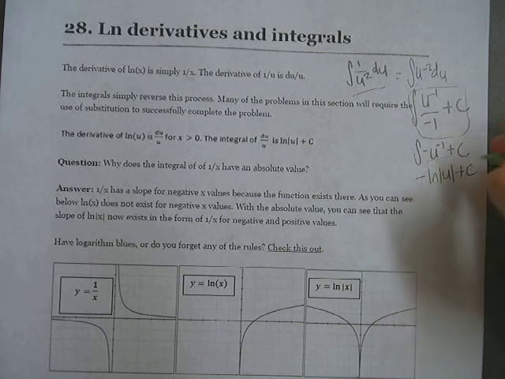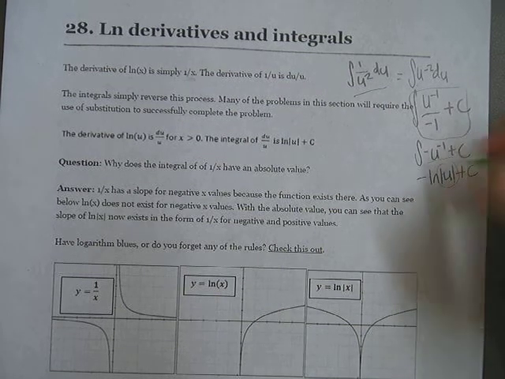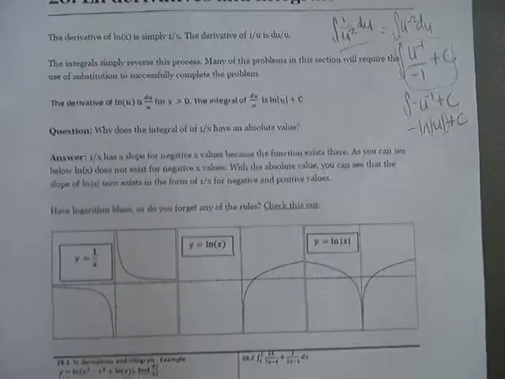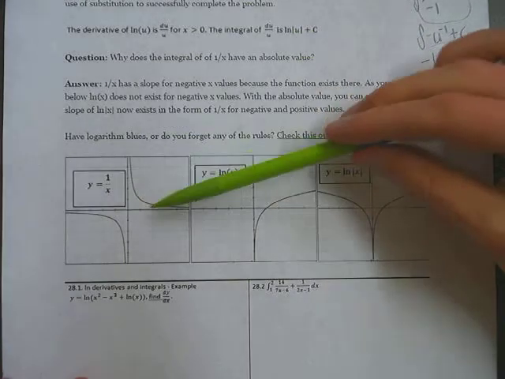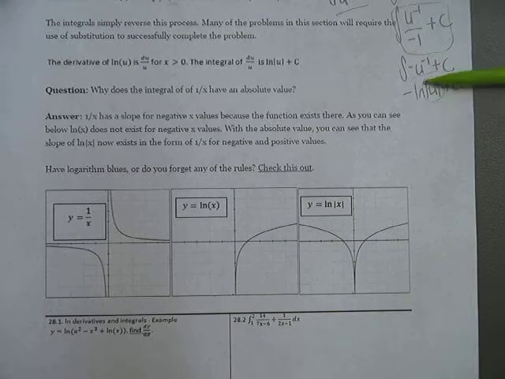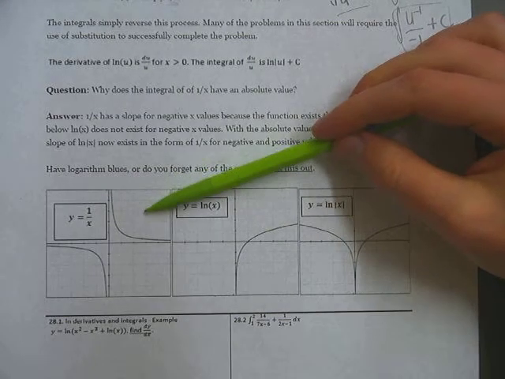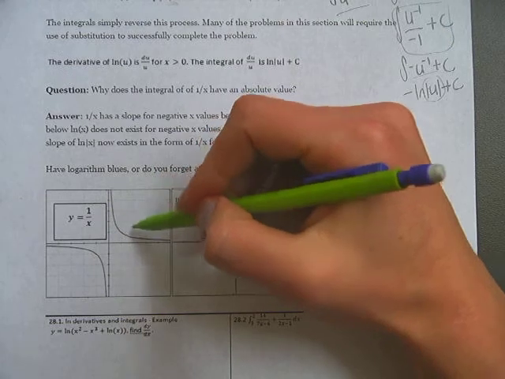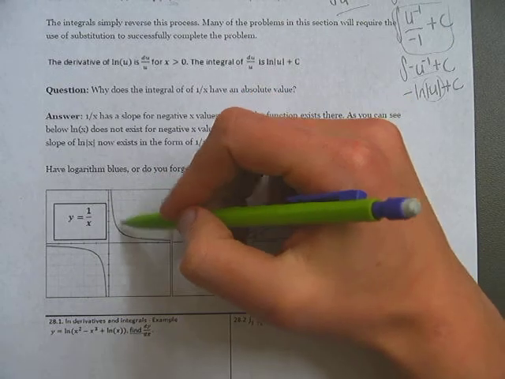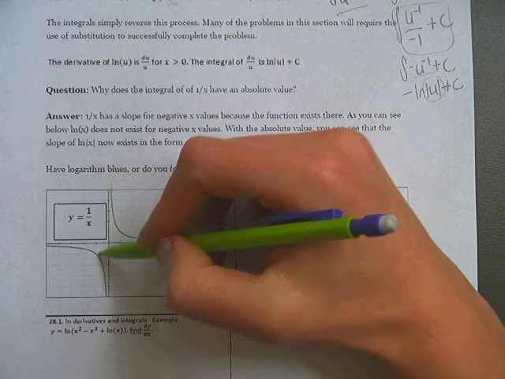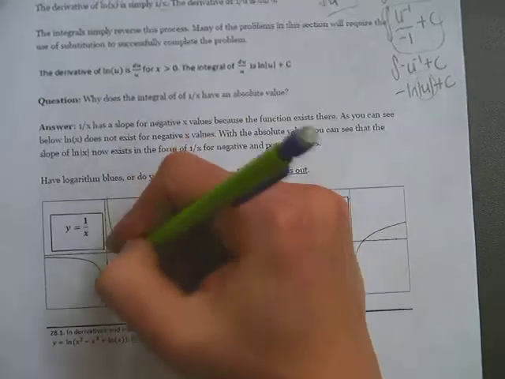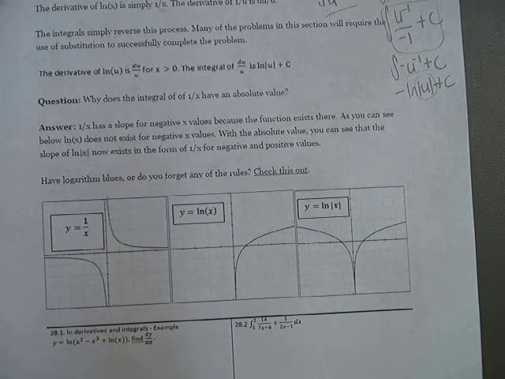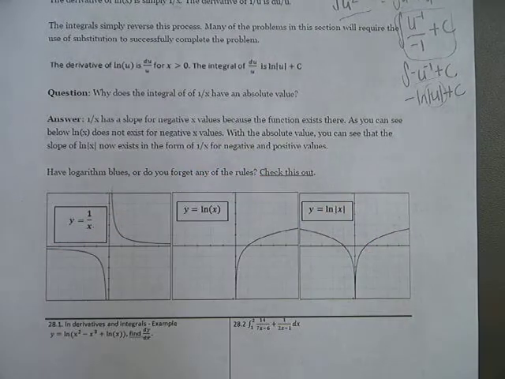Okay, so why is there an absolute value in my answer? Well, let's talk about that real quick. So here I have 1 over x, which is the thing we're integrating. So this is like our derivative graph, and our derivative graph of 1 over x has values defined for x greater than 0 and x less than 0. It's undefined at x equal to 0. It's discontinuous, infinite discontinuity here. So we need to have an integral that's defined for both this stuff and this stuff.